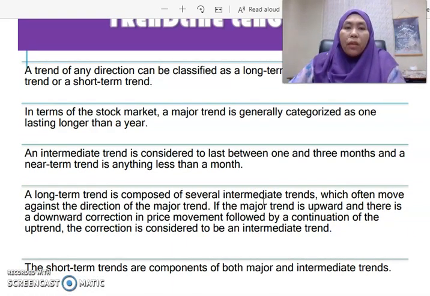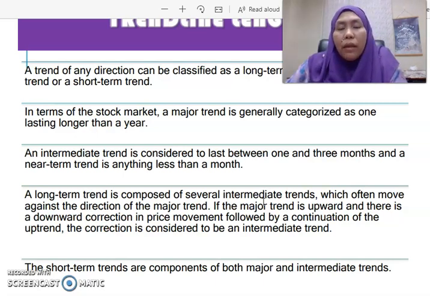Okay, let's see how we're going to classify the trend as long term, intermediate, or short term. First we go for the long term, which we also call the major trend. This trend is normally categorized as one lasting longer than a year, so a minimum of around 1 year and above. Okay, this one we call a long term trend.